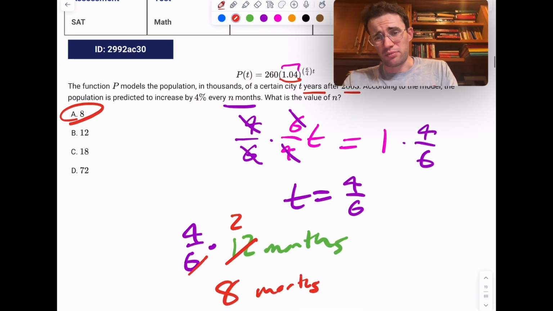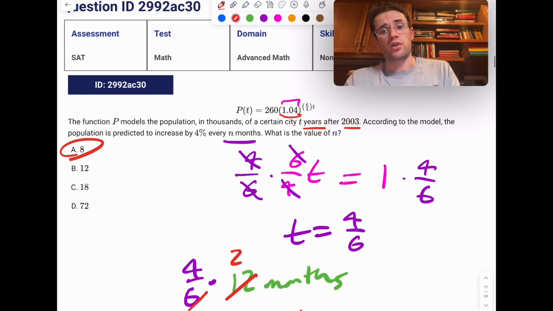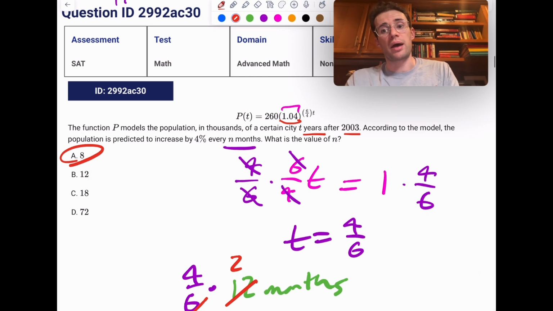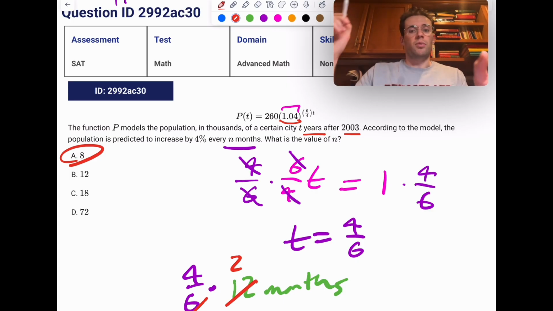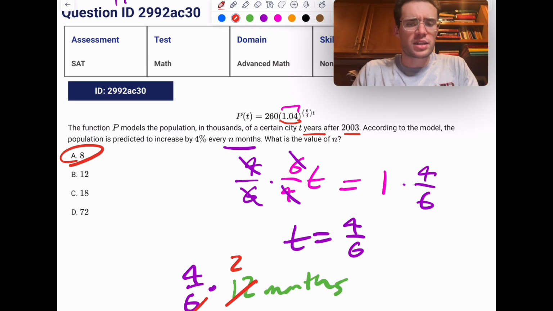You can also plug in some values, or if you want to convert it into months, you could rewrite it as 12m. So 6/4 times 12m, and figure out when does it go up by that 4%. But I think this is the easiest way to do it.